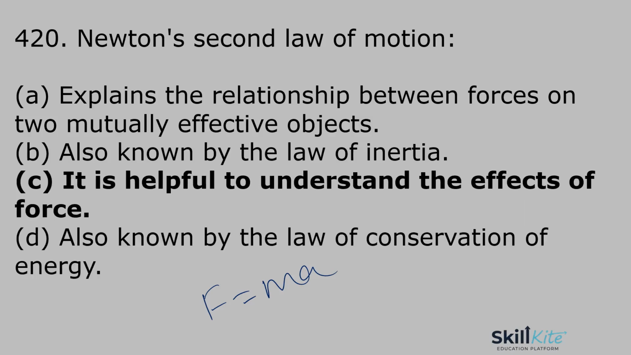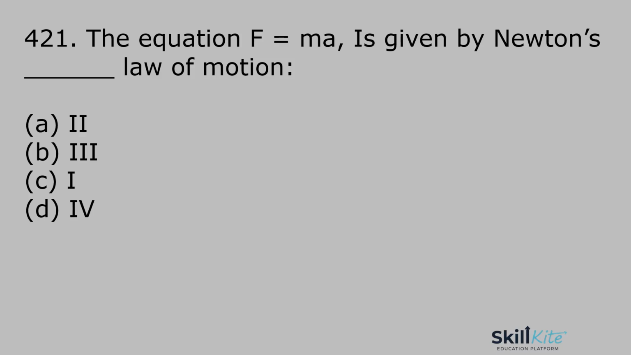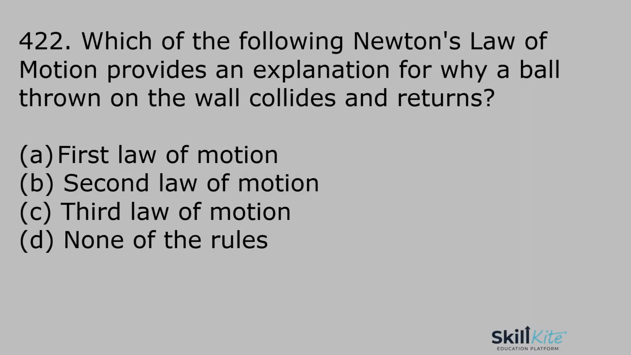Option C. The equation F equals ma is given by Newton's second law. Option A. Which of the following Newton's laws of motion provides an explanation for why a ball thrown at a wall collides and returns? So the ball thrown at the wall bounces back, which explains the third law of motion.